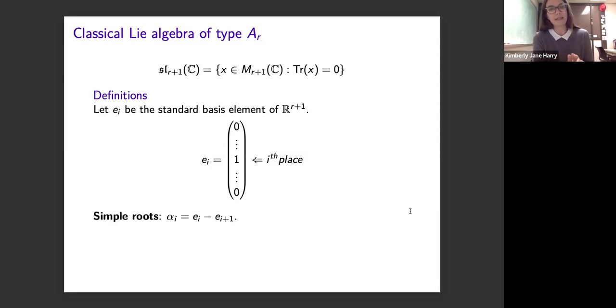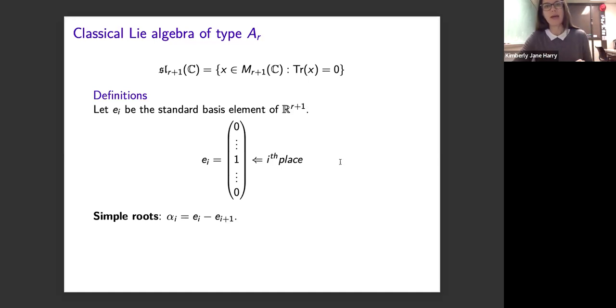But before we get into that, I wanted to go into my notation. So far we've been talking about matrices and vectors. If we think of our definition here for a simple root, I'm looking at e, a standard basis element in my R.